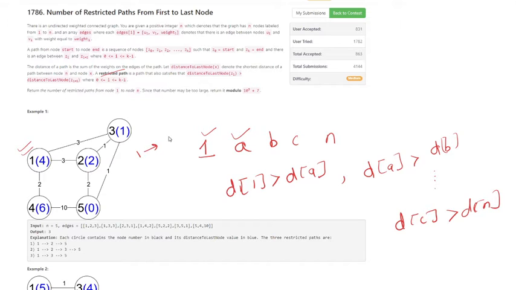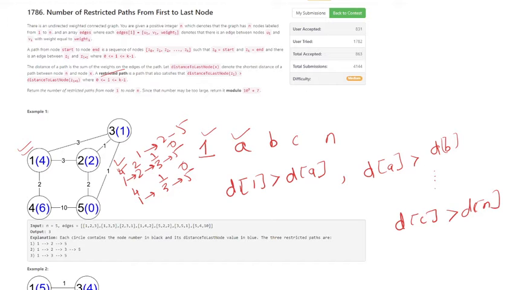For example, 1, 2, and 5 is one restricted path because d of 1 is 4, d of 2 is 2, and d of 5 is 0. Similarly, 1, 2, 3, and 5 is another restricted path because the distances from the last node are 4, 2, 1 and 0. Similarly, 1, 3, 5, where d of 1 is 4 and d of 3 is 1. So we need to find the number of all such paths. Let us understand how we can solve this question.